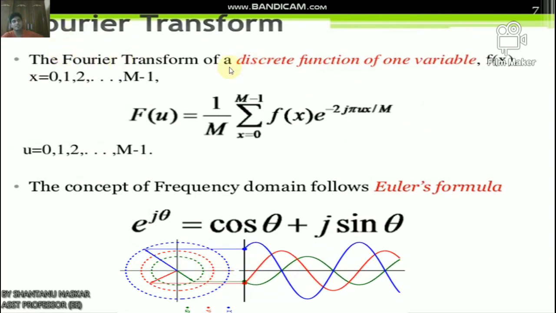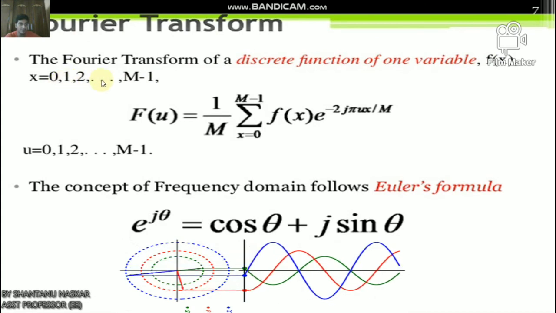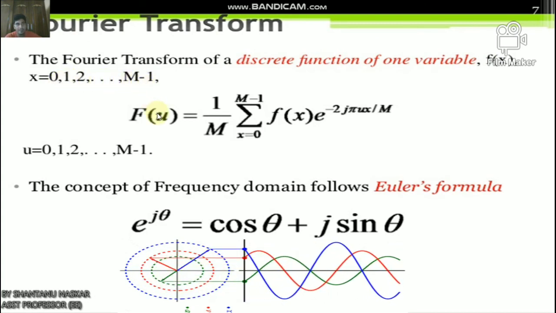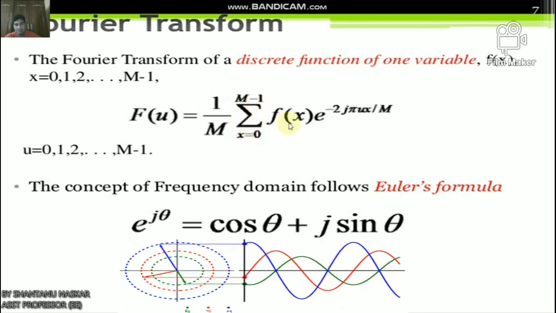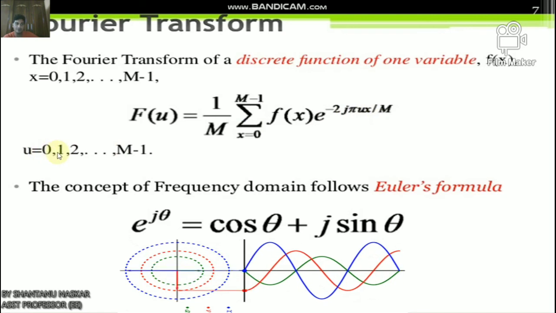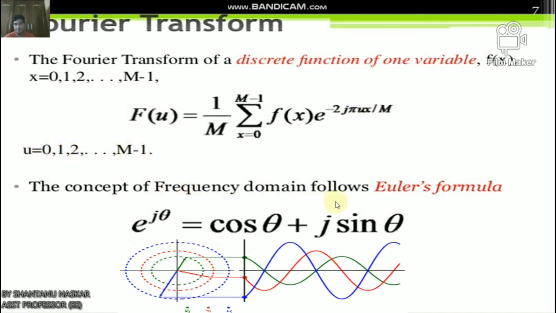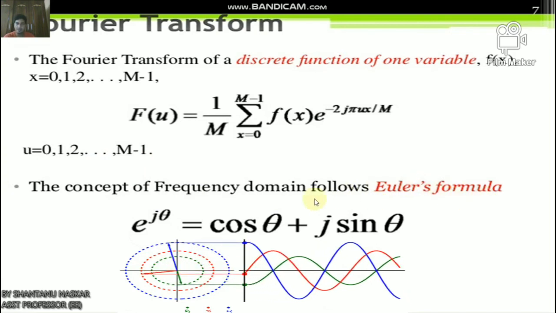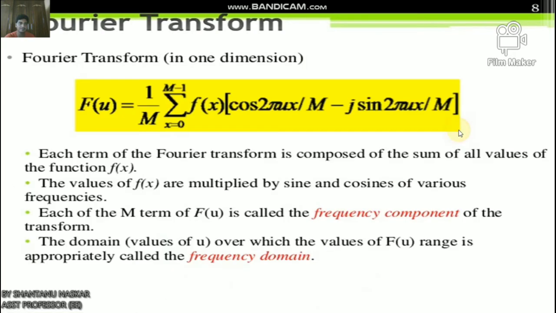Now the Fourier transform of a discrete function of one variable f(x), x equals 0, 1, 2, up to m minus 1: F(u) equals 1 by m summation x equals 0 to m minus 1 of f(x) e to the power minus j 2 pi u x by m, where u equals 0, 1, 2, up to m minus 1. The concept of frequency domain follows Euler's formula, which is e to the power j theta equals cos theta plus j sin theta.